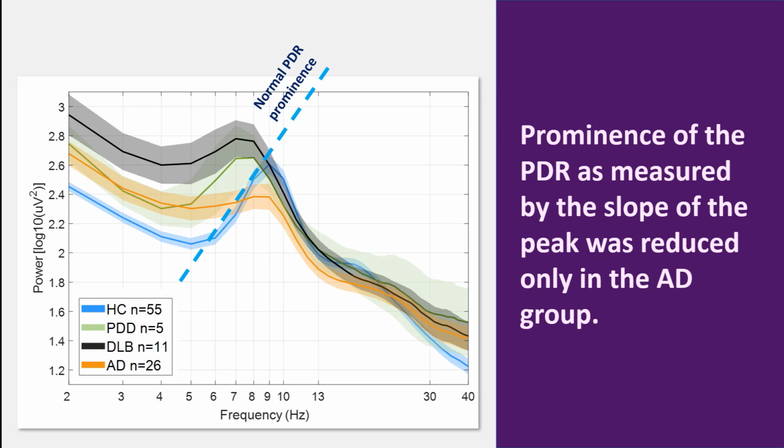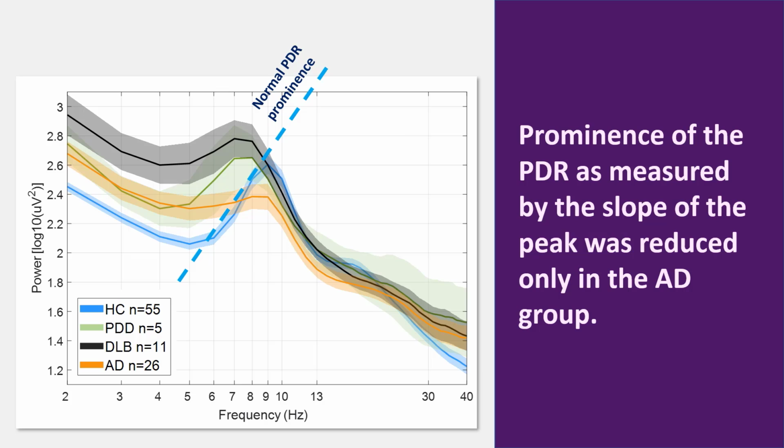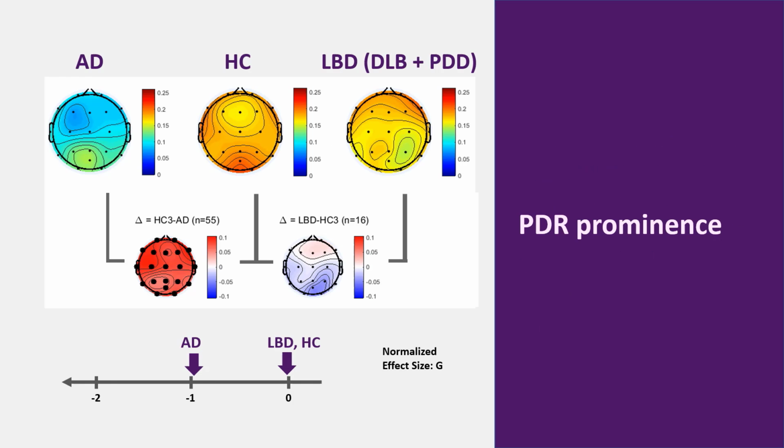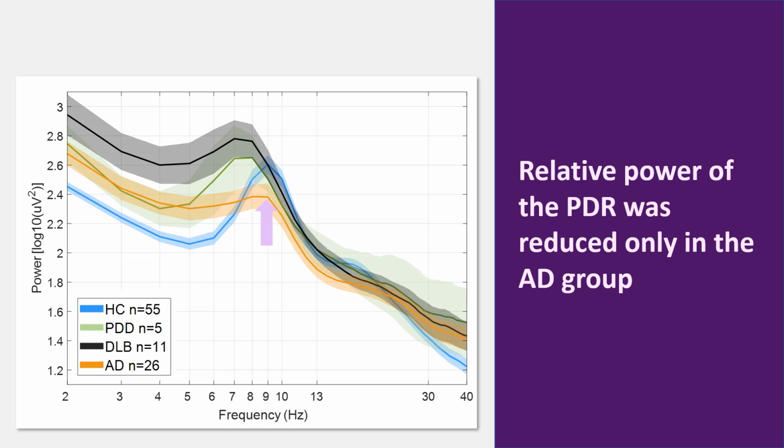We used the slope on the ascending side of the dominant rhythm in PSDs as a measure of the prominence of the posterior dominant rhythm. We found that the slope-based measures of posterior dominant rhythm prominence were significantly reduced only in the AD group. The power of PDR relative to total power was significantly reduced in the AD group.